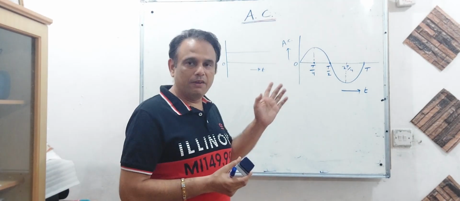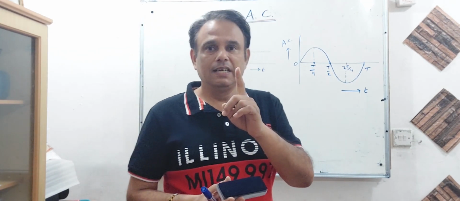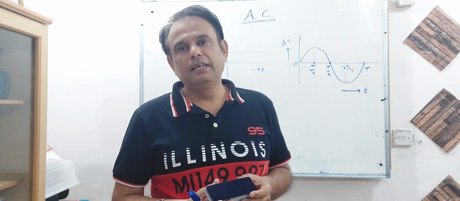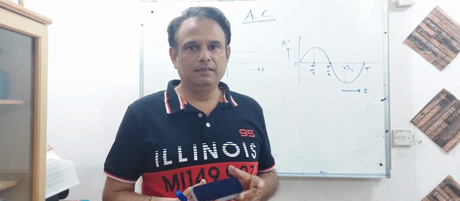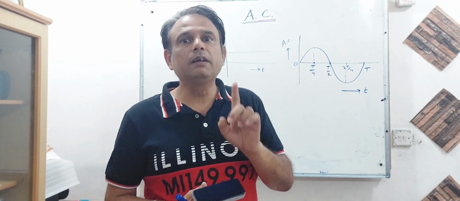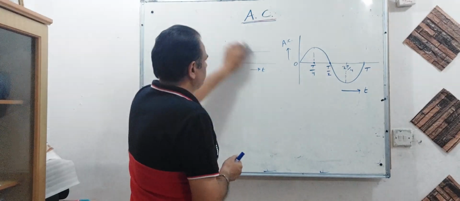So I am going to give you the sine and cos graph with respect to t and with respect to angle omega t. So when I say omega t, it is theta, angle. Remember, omega t is nothing but angle. So we will plot two graphs.